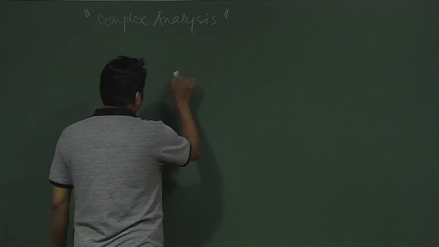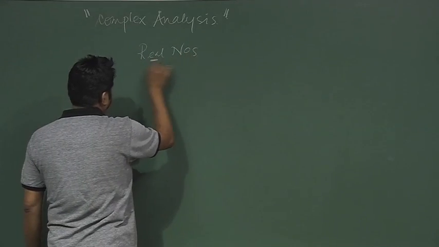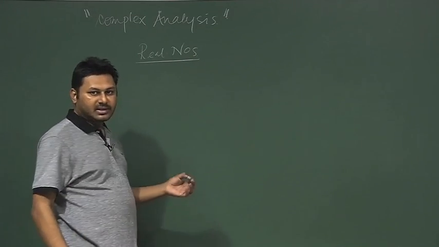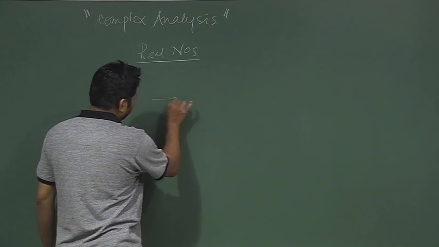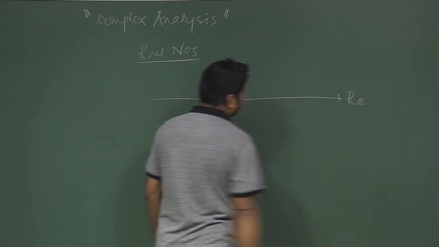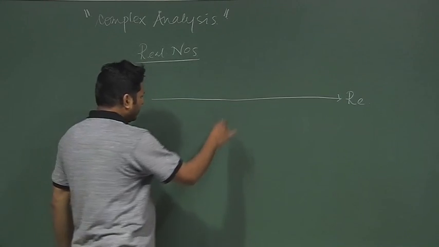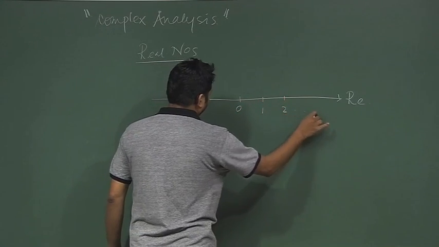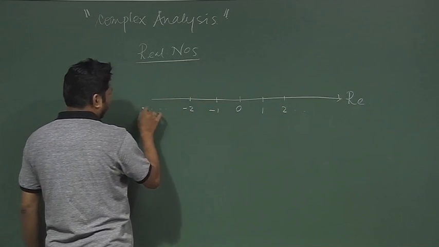So far we have been dealing mainly with real numbers, and there are different kinds of real numbers: rational, irrational, integers and so on. Whatever the real numbers may be, this is a real line, and on this real line you can put the numbers. For example, if I say this point is 0, this is 1, this is 2 and so on, this is -1, this is -2 and so on.